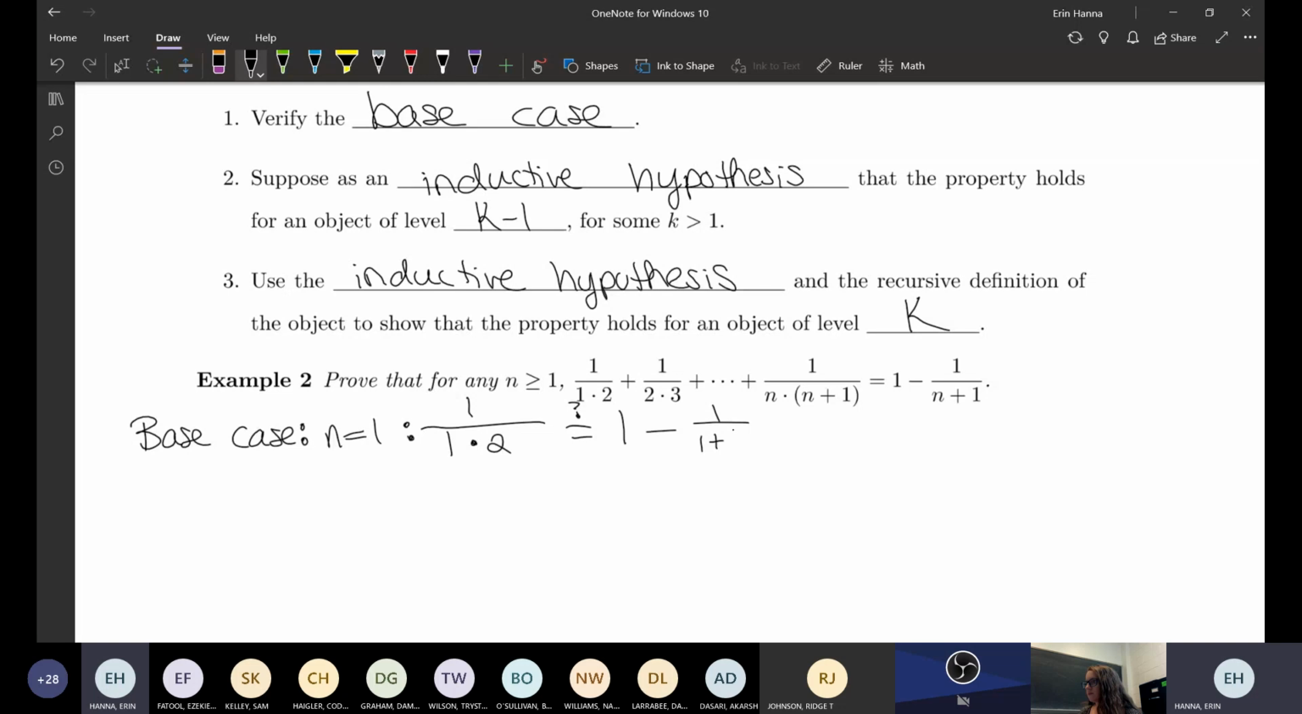Well, 1 over 1 times 2 is 1/2. And here we'll get 1 minus 1/2, which is 1/2. I don't know why I wrote my 1/2 like that on the other side. So 1/2 equals 1/2. So our base case is proven.